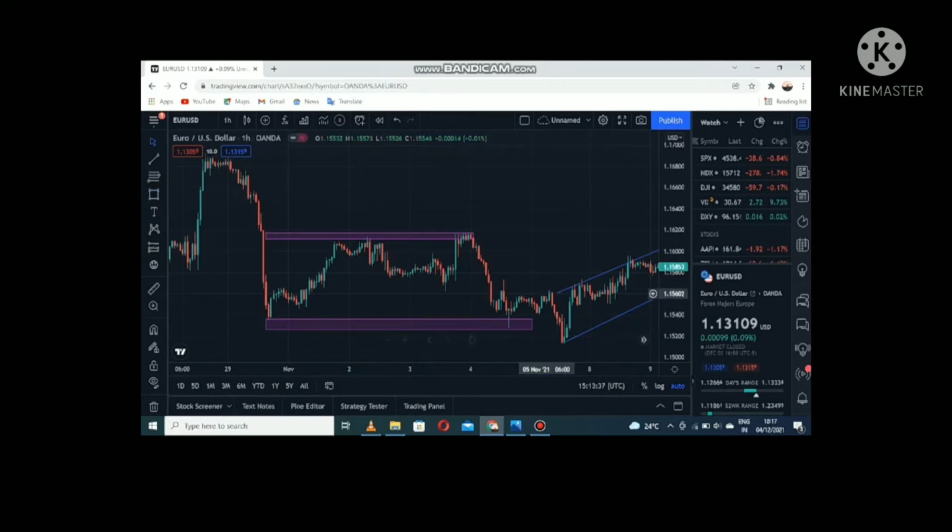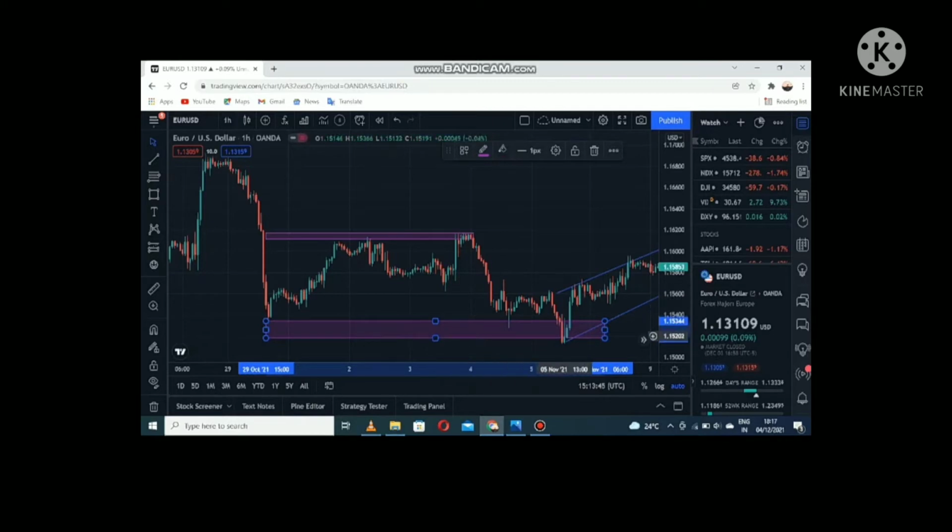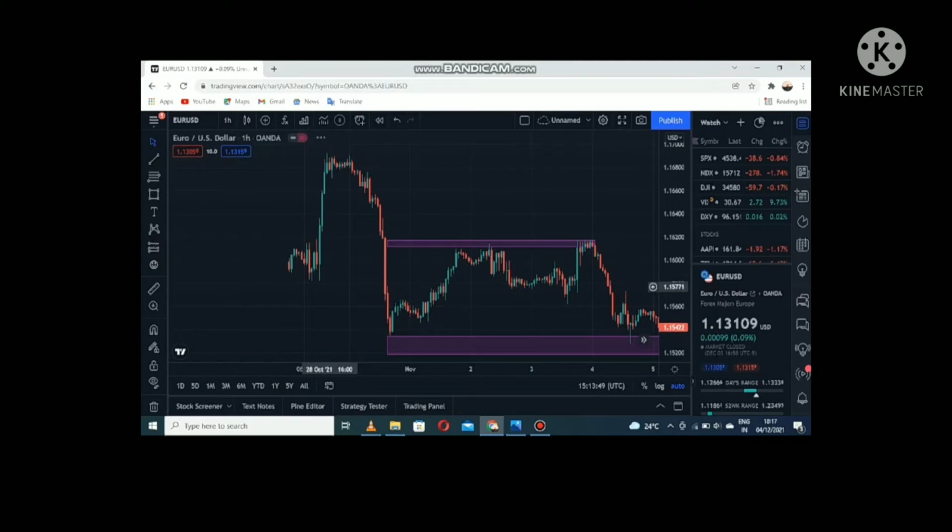The market tried to break the resistance. That's called a fake out. It made a fake out around there, and then continued with a bullish trend, as you can see. You can see that rejection around there. Basically that's how we analyze the markets.